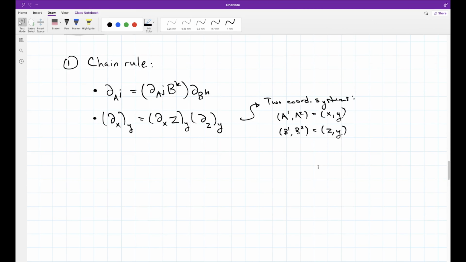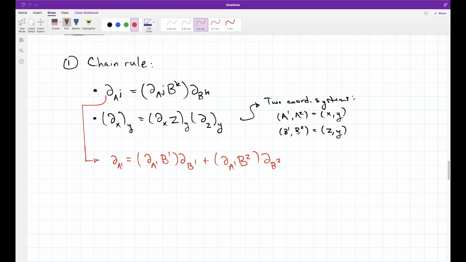Okay, so now let's write the chain rule, this chain rule, and I'll do it in red just to indicate the difference, in terms of what we have written on the right. So the partial A1, since A1 is equal to X, when fixing A2, and in this notation we don't really need to write that fixing thing, is going to be equal to the partial A1 of B1 times the partial of B1 plus partial A1 of B2 partial of B2.